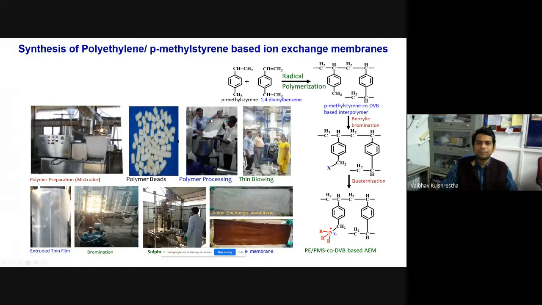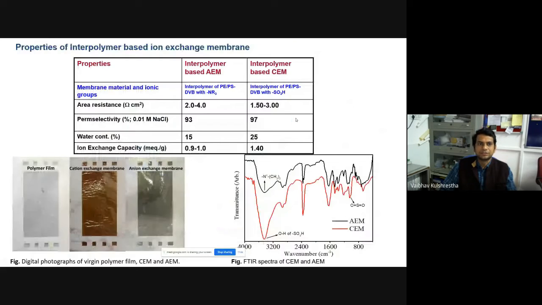So these are the pictures of anion exchange membranes and cation exchange membranes, and it is at large scale production. We are doing large scale production of ion exchange membrane, and in India, we are the only organization which is working on the large scale development of ion exchange membrane.